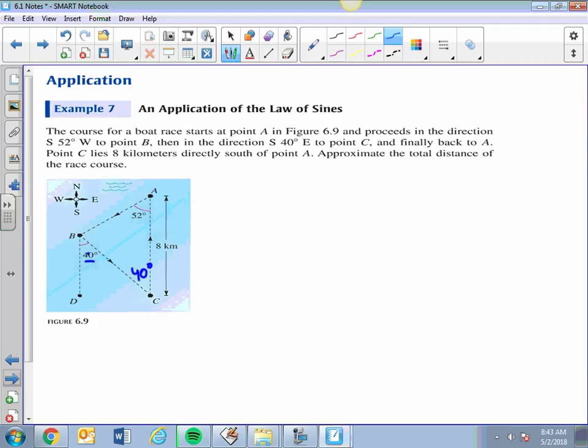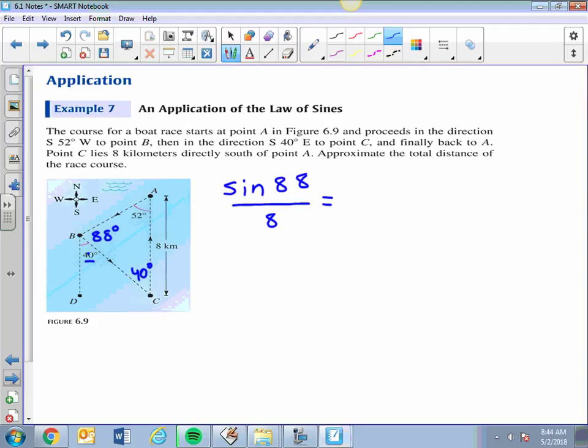So if one of them is 40 and one of them is 52, that means if we add them together, we get 92. Subtract that from 180, and you would get 88 degrees. Okay, so now we have all the degree measurements inside the triangle. So it's just a matter of using the law of sines to find out what the missing side lengths would be. So I'm going to use sine of 88 over 8, and then that's equal.